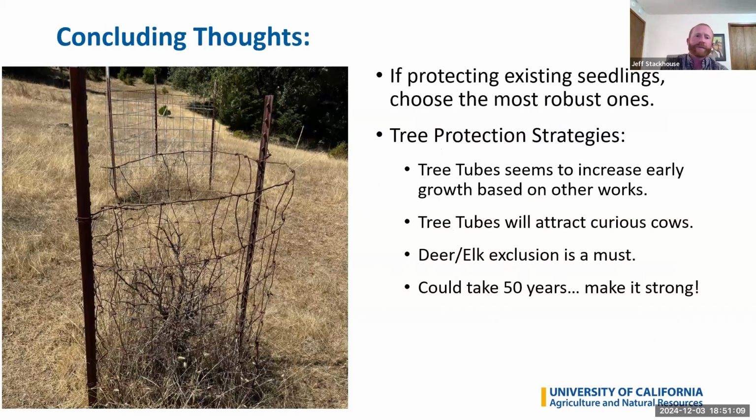So my final thoughts are that if you are going to take the time to protect seedlings, and the seedlings exist on the landscape and they just need some protection, pick the toughest, most robust ones. And if you are going to take the time to do them, this picture on the left is a great example of a hog wire fence that was put up by one of the landowner cooperators that we work with. He thinks he put it up 24, 25 years ago.